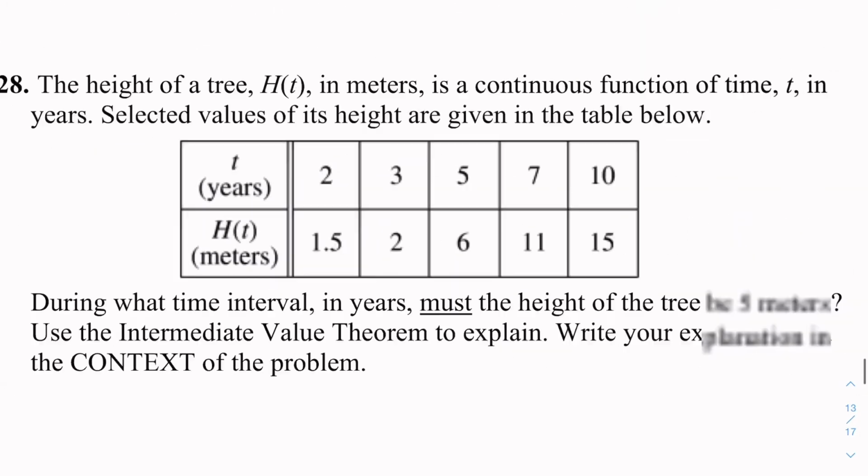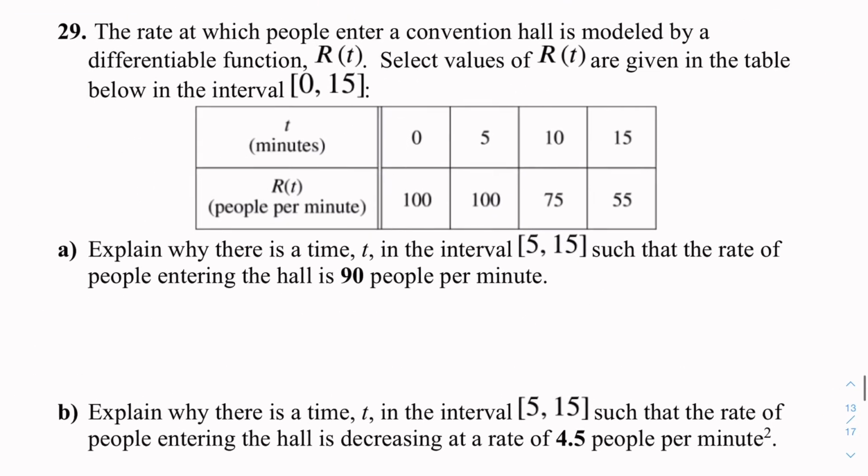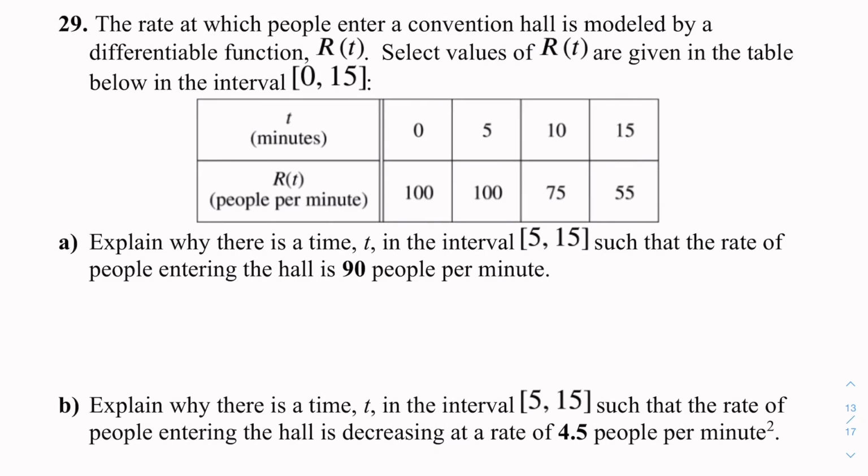So let's do a problem where we see both IVT and the MVT. Number 29 says, the rate at which people enter a convention hall is modeled by the differentiable function R of t. That's one of our conditions. The question says, explain why there's a time t, so usually they'll say c, but this time they're saying t, no big deal, in this interval such that the rate of people entering the hall is 90 people per minute.